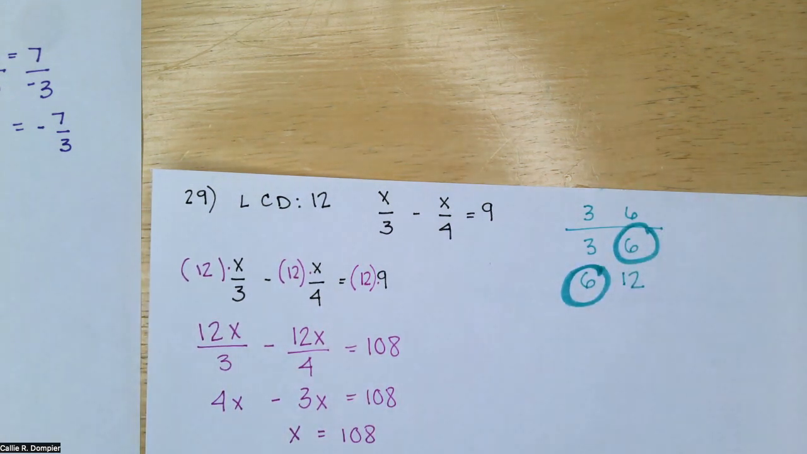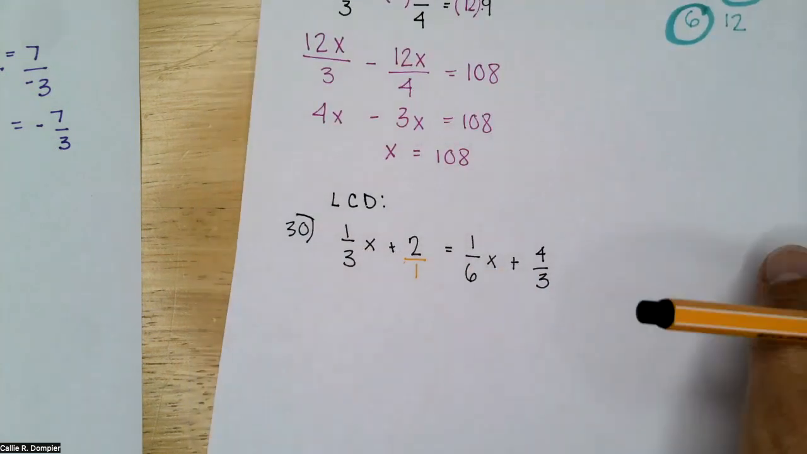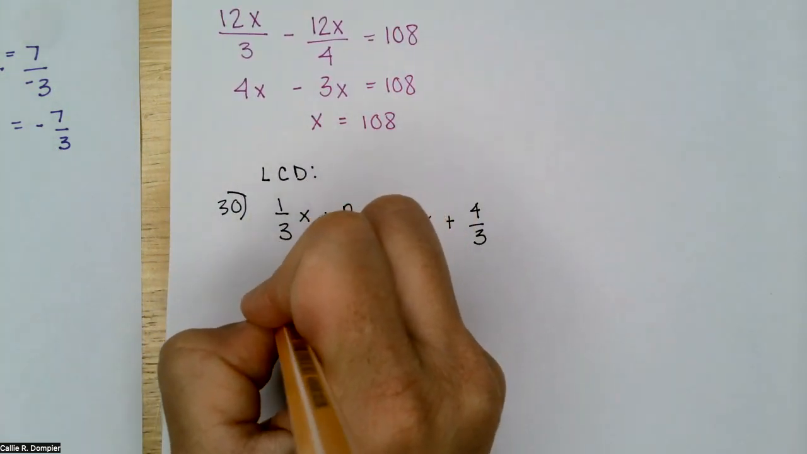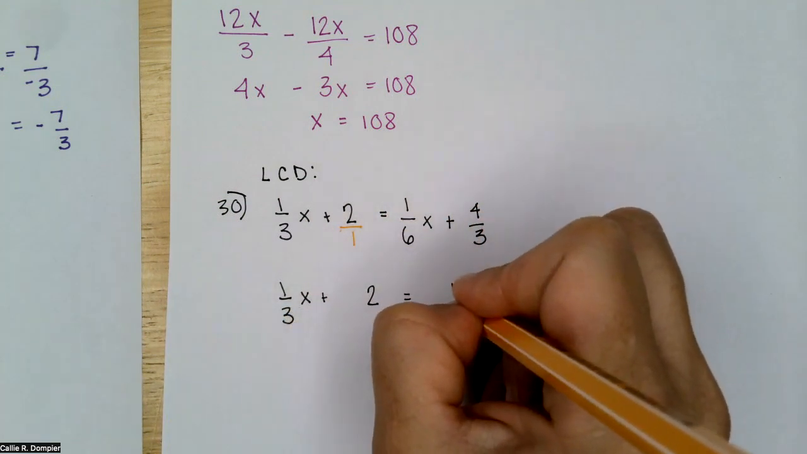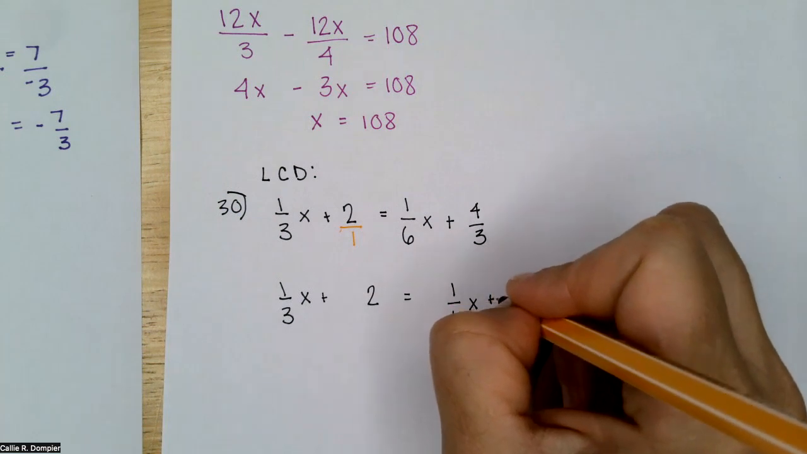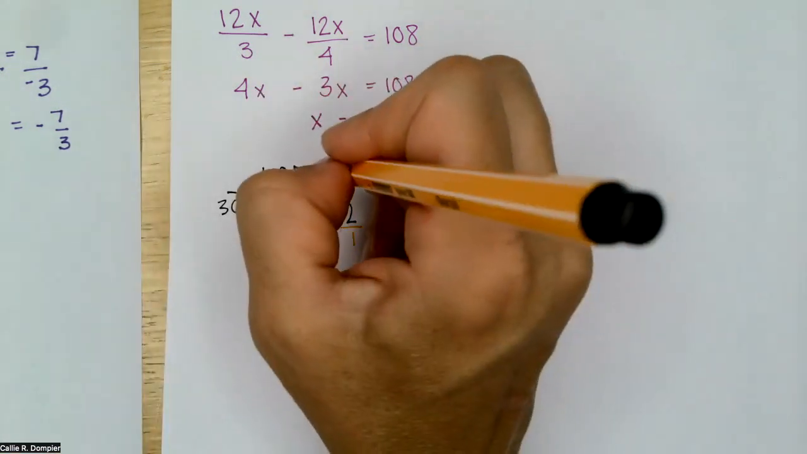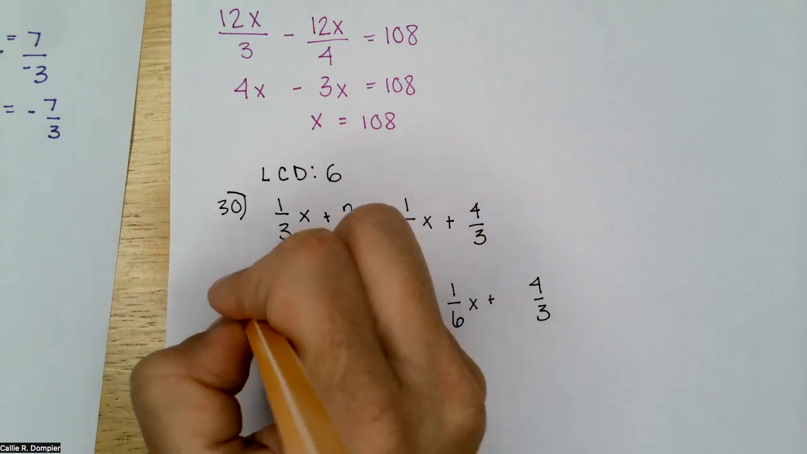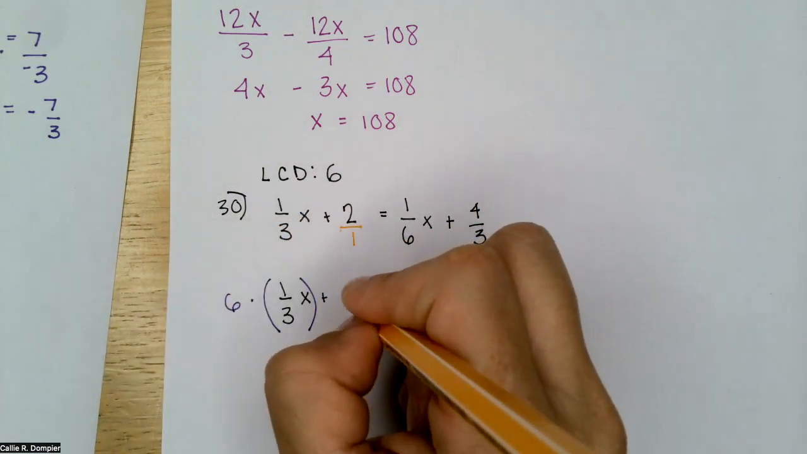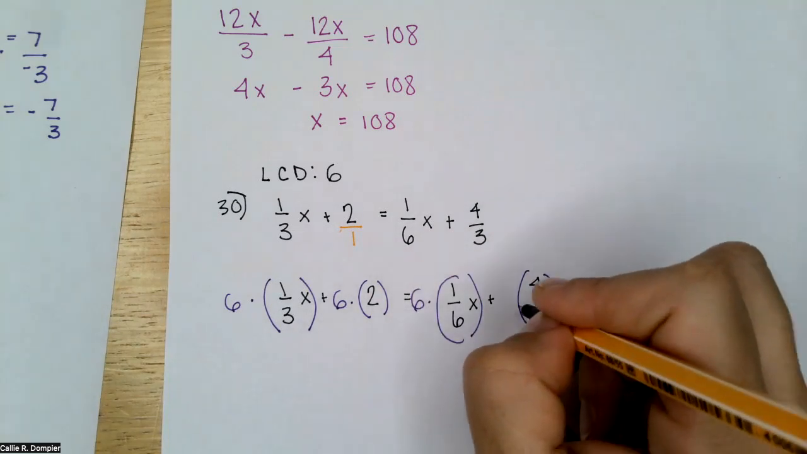Our least common denominator is 6. We're going to take all four of those terms and multiply them by 6. 1/3 x plus 2 equals 1/6 x plus 4/3. We're going to multiply all of them by the least common denominator, which we decided was 6. So that's going to be multiplied by 6, that's going to be multiplied by 6, that's going to be multiplied by 6, and that's going to be multiplied by 6.